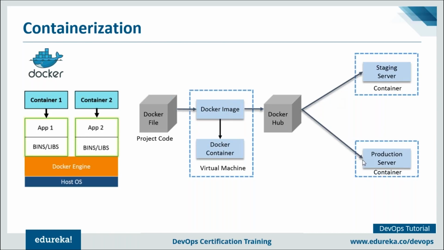So let us focus on the diagram that is there in front of your screen. Here we have the host operating system, on top of which we have Docker engine. We have no guest operating system here, guys. It uses the host operating system. And we are running two containers. Container one will have application one and its binaries and libraries. Container two will have application two and its binaries and libraries. So all I need in order to run my application is this particular container or this particular container, because all the dependencies are already present in that particular container.